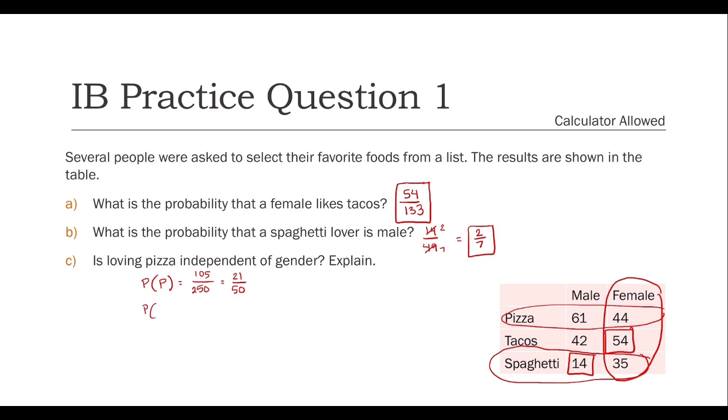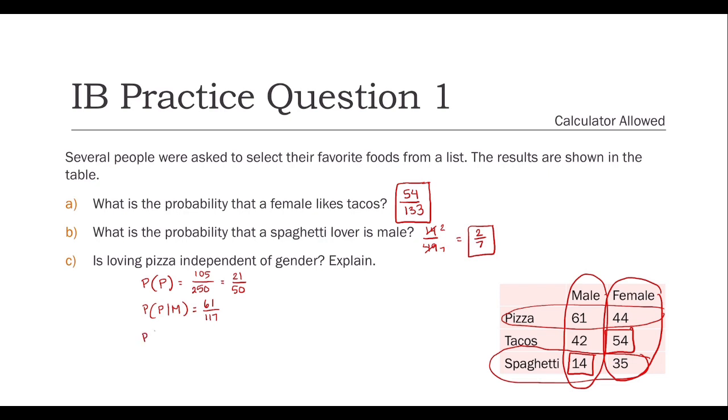So let's look at our probability of loving pizza given that the person is male. So that would be out of our total males, which is 61 plus 42 plus 14, so out of 117, 61 like pizza.